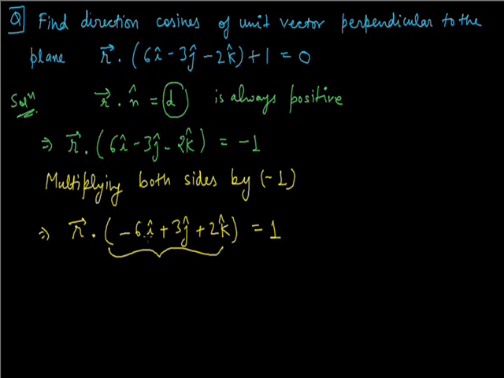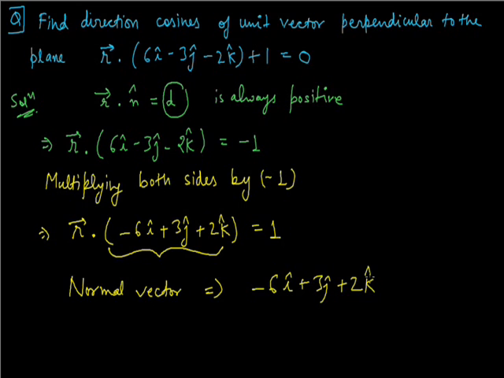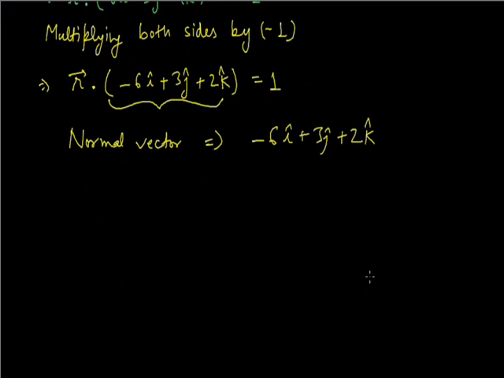But here you can see that this is the normal vector which is given to us, minus 6i cap plus 3j cap plus 2k cap. It is not the unit vector. So we need to find the unit vector. For that purpose, we will divide this vector by the modulus of that vector. So let's calculate the modulus of that vector.